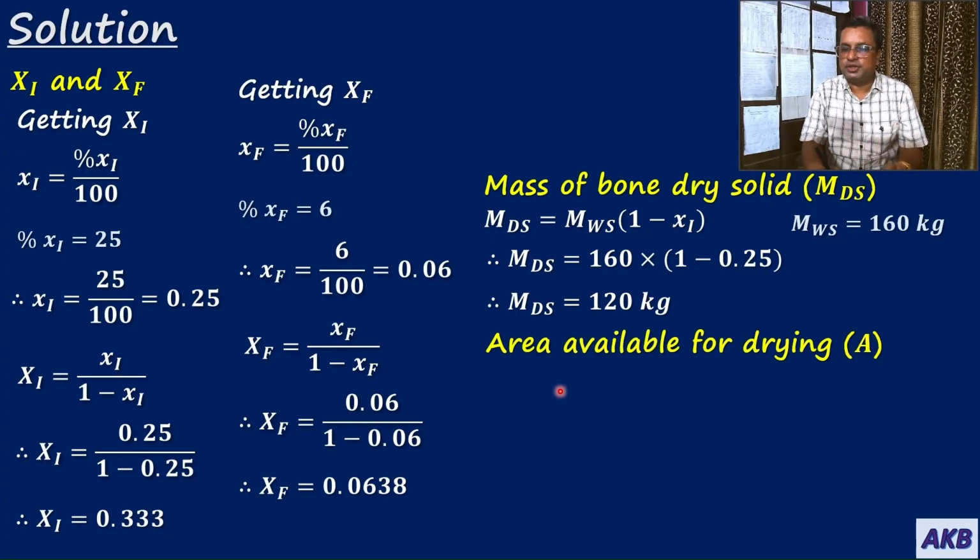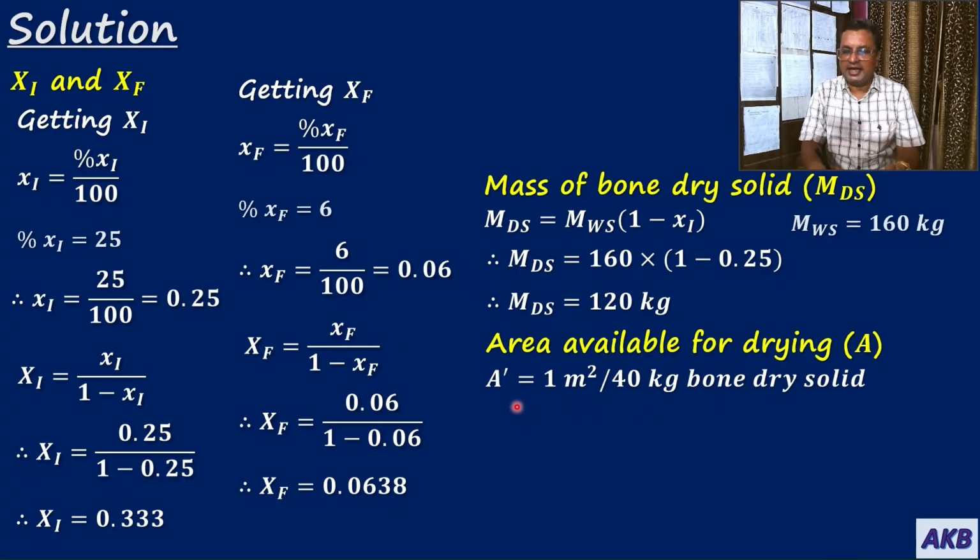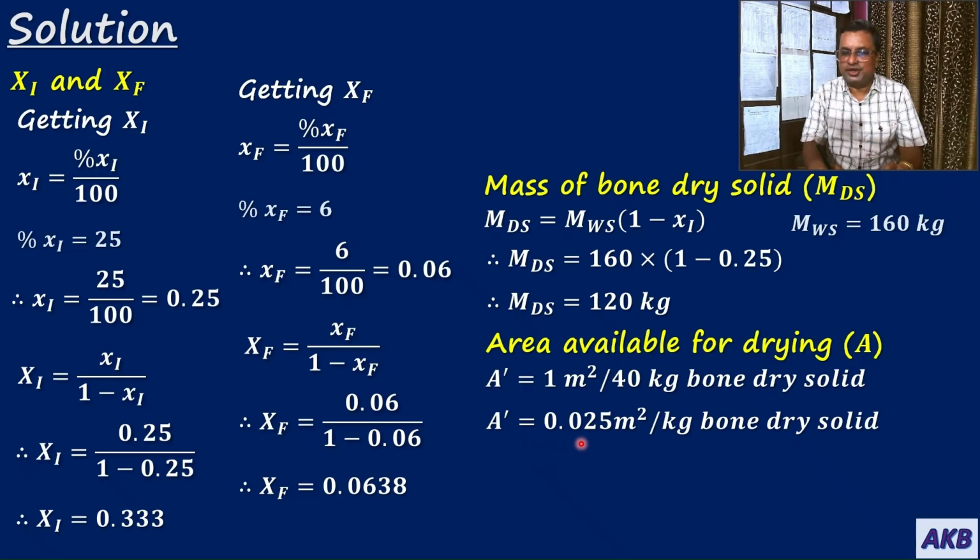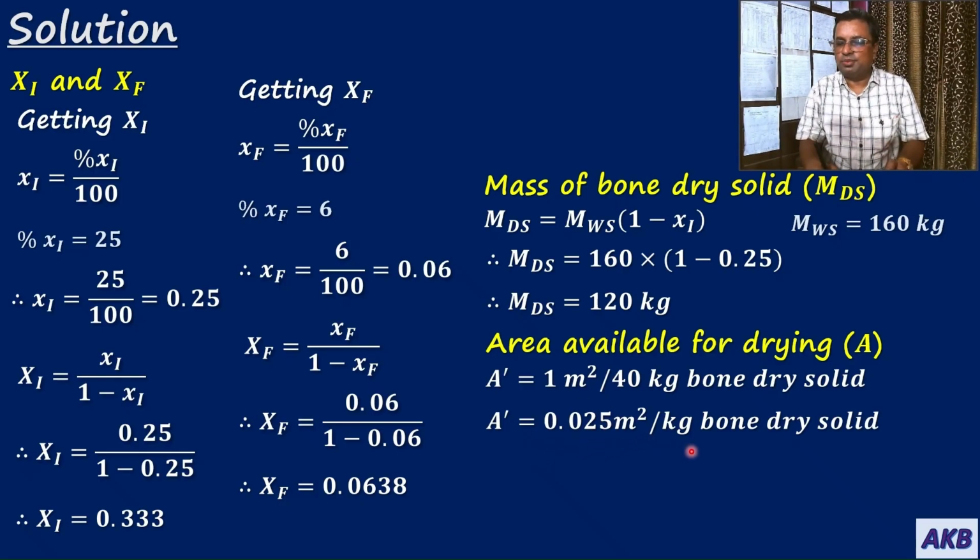Then let us find out area available for drying, that is capital A. For that, A dash is known to us. A dash is 1 meter square per 40 kg bone dry solid. So let us convert it to per kg bone dry solid. So it will be 1 by 40. So therefore, A dash is 0.025. 1 by 40 is 0.025 meters square per kg bone dry solid.